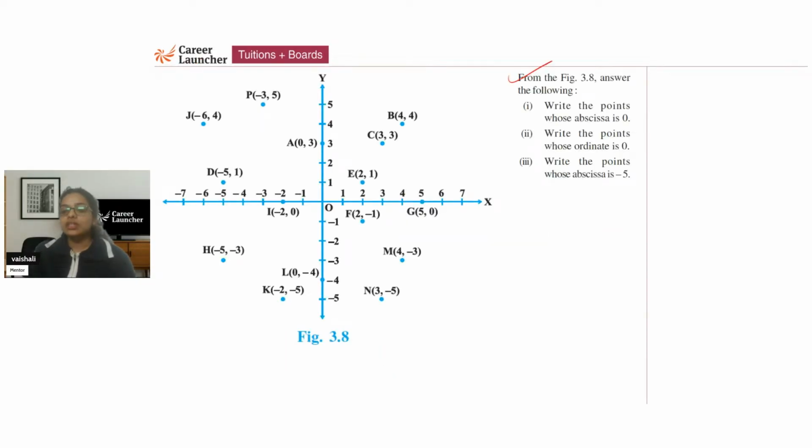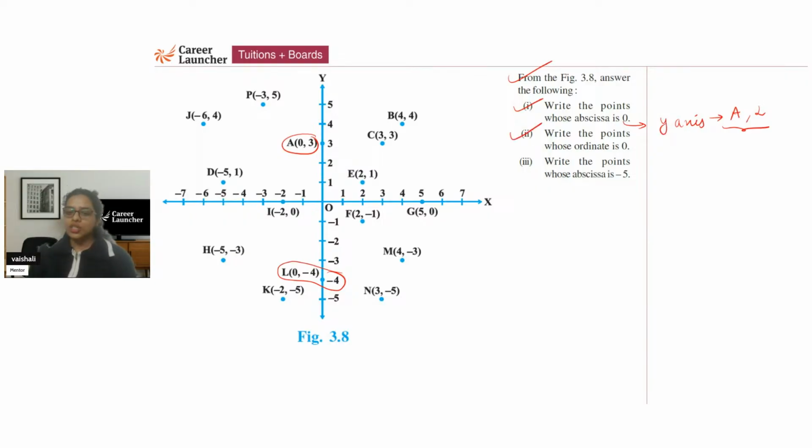From the given figure 3.8, we need to mention the points whose abscissa is 0. Abscissa is 0. It simply means the points are lying on the y-axis. So let's check. We can see A is lying on the y-axis. And is there any other point? Point L. So L is also lying on the y-axis. So on the y-axis, the x coordinate will be 0. So accordingly we are getting the answer.